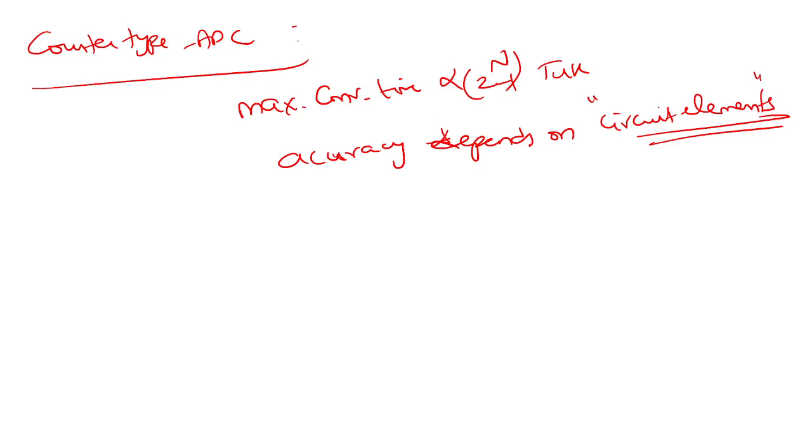If you take n equal to 10, then it is 2 power 10. So it's up counter, right? It will start from 0 0 0 0 0 0, then it will move on. Correct? Maximum conversion time is very high. All right.